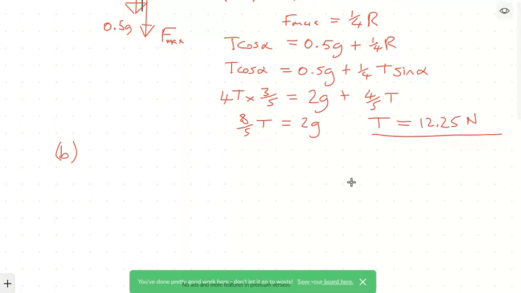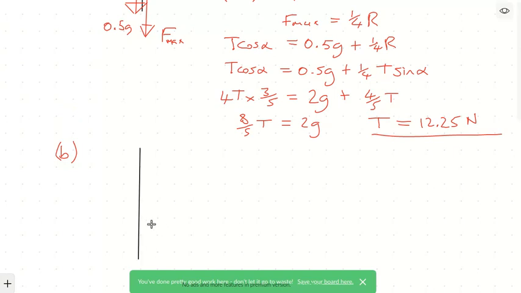Okay, for part B, find the magnitude of the smallest tension in the string, which will keep the ring in equilibrium, given that the string remains at an angle alpha to the wire. Okay, smallest tension. I draw the whole diagram out again. I know students will be annoyed with me doing that, but it's important. So let's just draw the whole diagram out again.